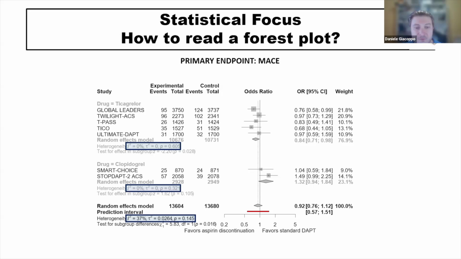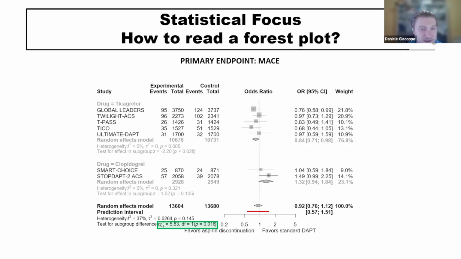You have I-squared, tau-square, and Q test for heterogeneity, and total heterogeneity is mild to moderate, 37%, with a p-value of 0.145. And finally, we have testing for subgroup differences, which is the interaction between the effects of short DAPT followed by ticagrelor versus DAPT against the effect of short DAPT followed by clopidogrel versus DAPT.